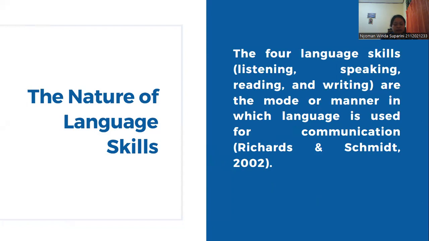Anytime a person wants to communicate using a language, they employ a combination of these skills. While communicating through oral language, they will receive the message by listening and respond to it by speaking. In written language, they will receive the message by reading and respond by writing. So in short, these four skills are related to each other, especially in communication.